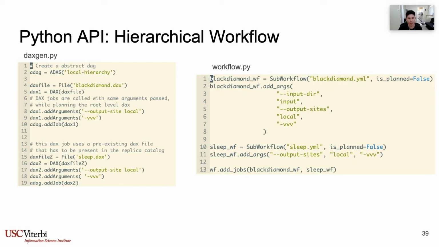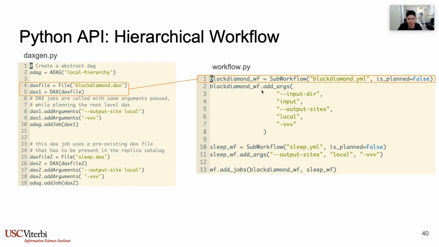Now let's take a look at converting a hierarchical workflow. So again, on the left we have daxgen.py. This is using the old API, DAX3, and then on the right we have workflow.py, which is using the new API. So the first thing to notice is that when you create a sub-workflow job, previously we would call this object DAX, and you would pass in the file of your abstract workflow description. So in this case it's blackdiamond.dax, and we're passing that to this DAX object.